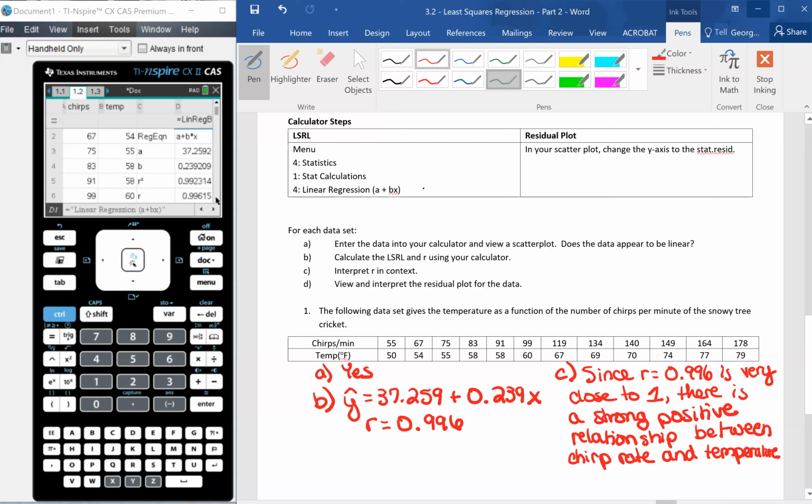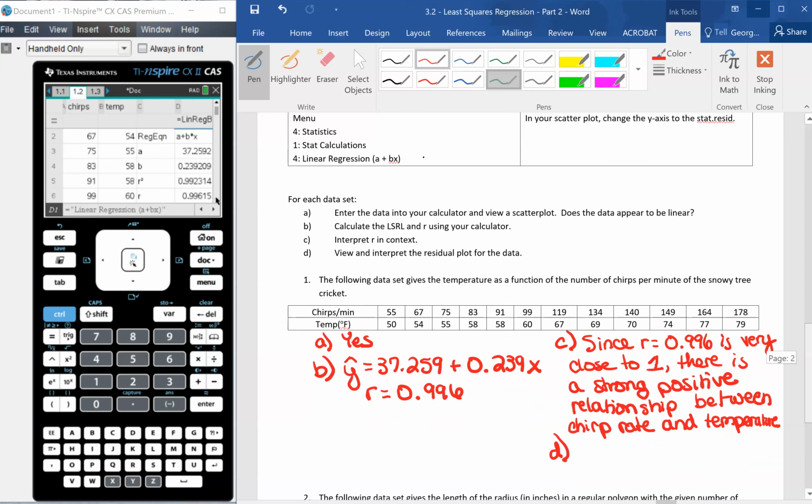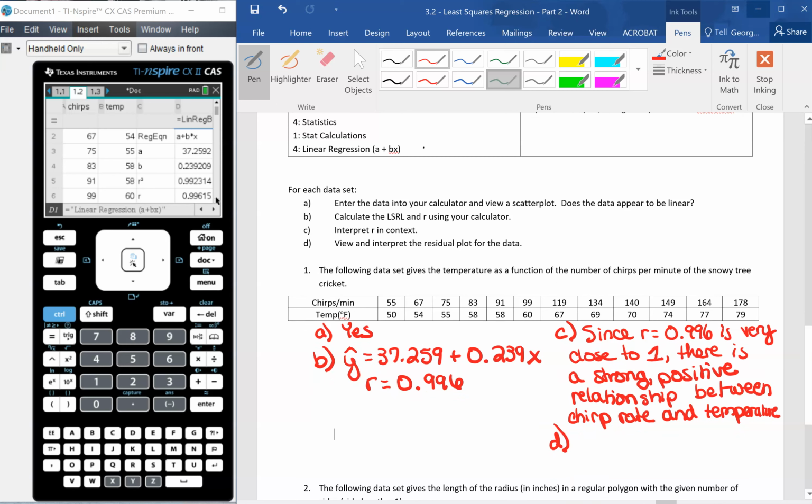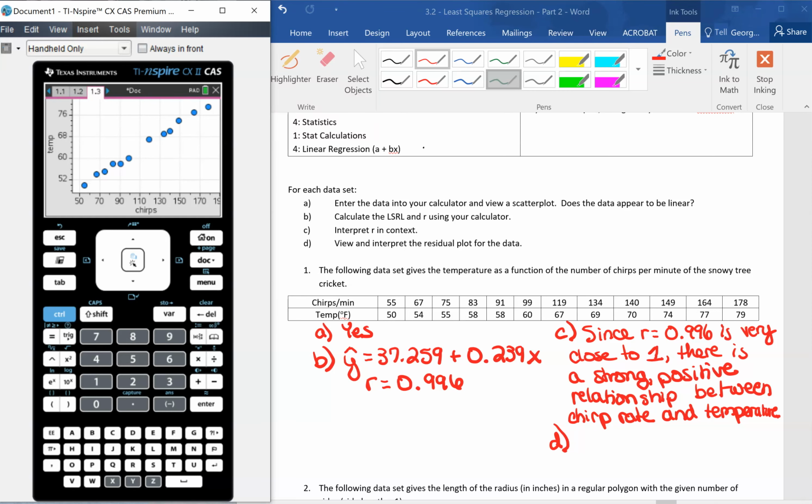All right, and then the very last thing they want us to do is look at that residual plot and decide. So we know it has a strong positive relationship. Does it have a linear relationship? And the residual plot is what lets us go ahead and figure that out. All right, so we need to go back to our scatter plot. All right, and now we need to change our y-axis. So where it says temp, I'm going to tap on that, and then it gives me a whole bunch of extra stuff on here. All right, so we want stat1 resid, because we just found the residual for that one. All right, and there we go.